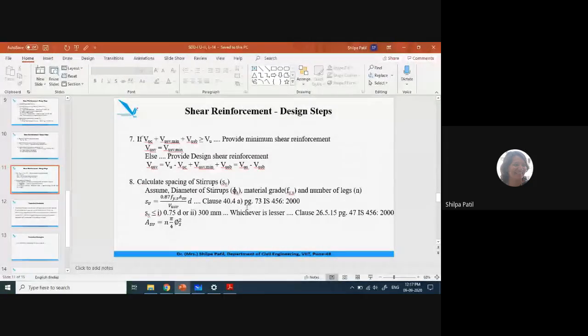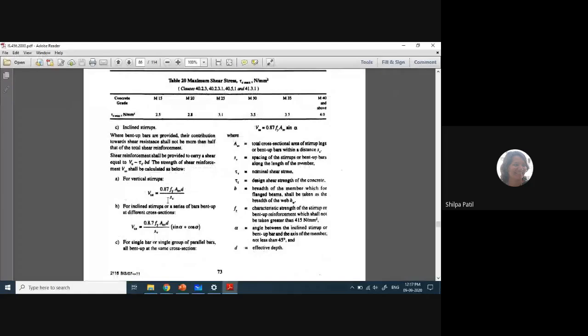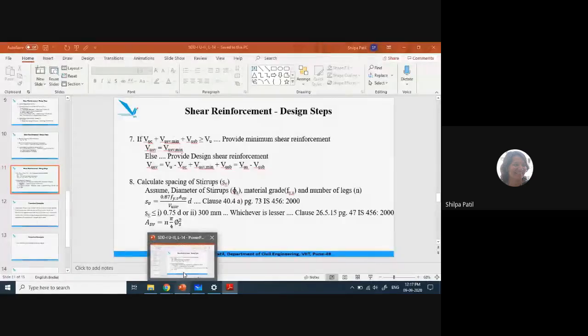Where it is, page number 73. Okay. Yes, this formula. We are designing for vertical stirrups, so we have to use this formula. The same formula is written in your PPTs also: 0.87 Fy Asv divided by Vus v into d.